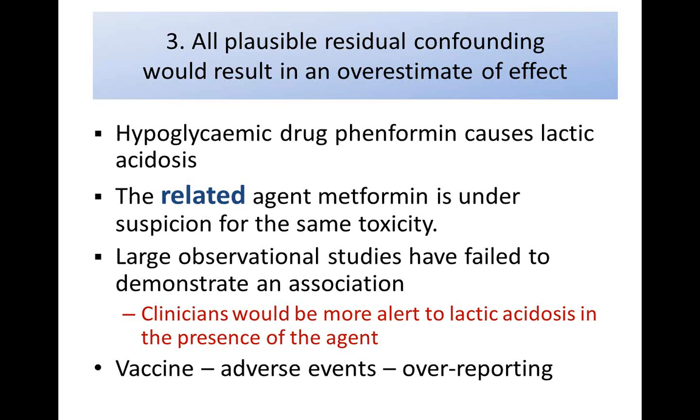Third factor for upgrading is all plausible residual confounding would result in an overestimate of effect. So for example, the examples they use here for observational studies are things where you would expect something to be over-reported because a similar drug, for example, has caused lactic acidosis, and so people who are using metformin might over-report incidence of lactic acidosis in their patients, but that large observational studies have failed to show the association, so therefore the effect is actually in the other direction. And the same principle is being used to judge the large trials on adverse events with vaccinations.